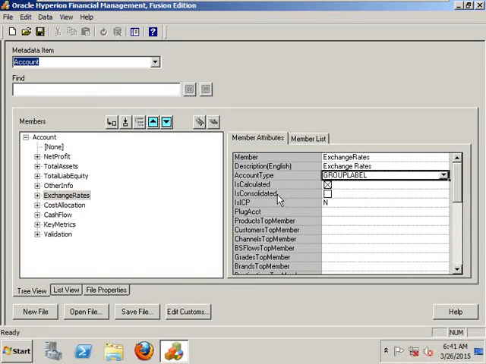Okay. Next one is Is Calculated and Is Consolidated. What is the use of Is Calculated and Is Consolidated members?